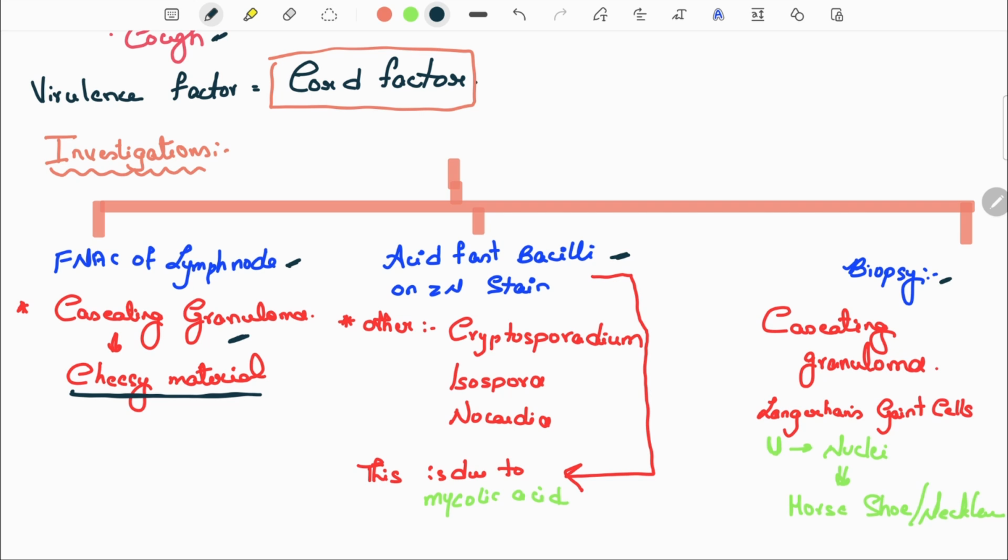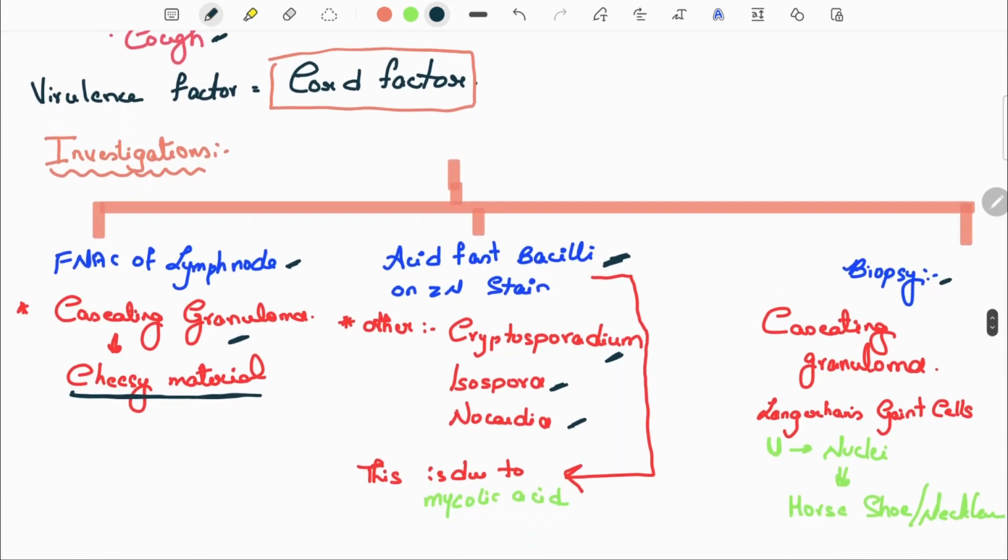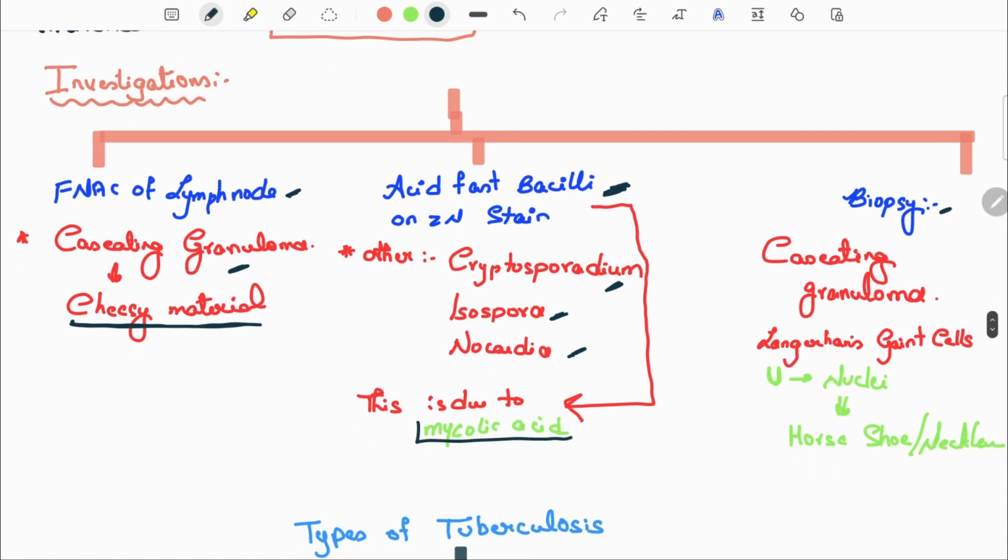Next one is you can observe the acid fast bacilli in ZN stain. There are many organisms that may lead to this, for example Cryptosporidium, Isospora, and Nocardia. These are the organisms other than Mycobacterium tuberculosis that can be observed as acid fast bacilli. Okay, why is this happening? Because of the mycolic acid. Okay, and the last one is biopsy.